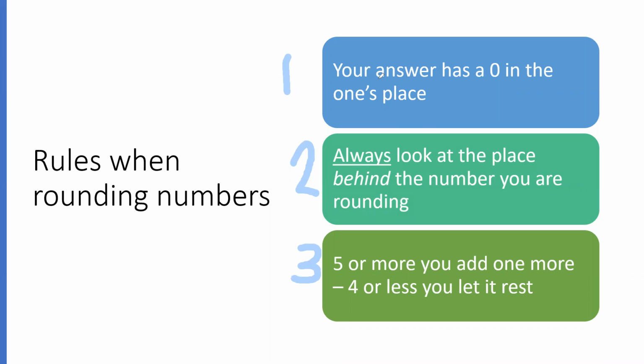The first rule, your answer has to have a 0 in the ones place. Second, you always look at the place behind the number you are rounding. 5 or more, you add 1 more. 4 or less, you let it rest. And you will learn more about what I mean by that in just a second. So again, you should have these written down on paper.